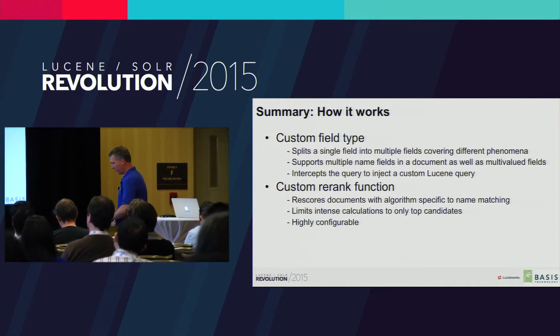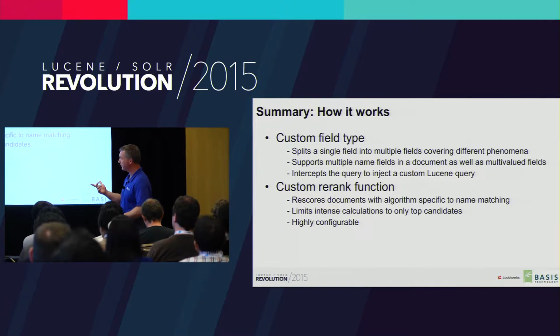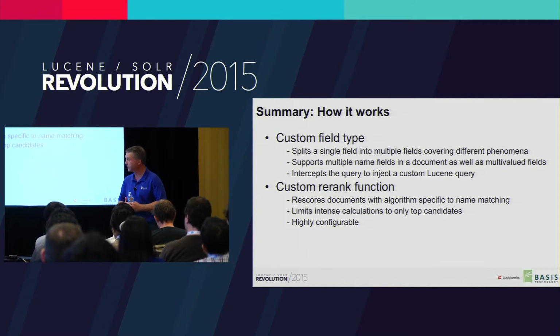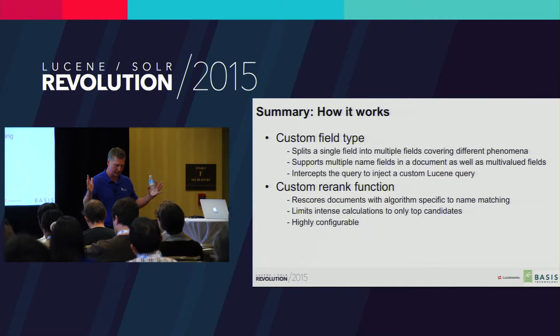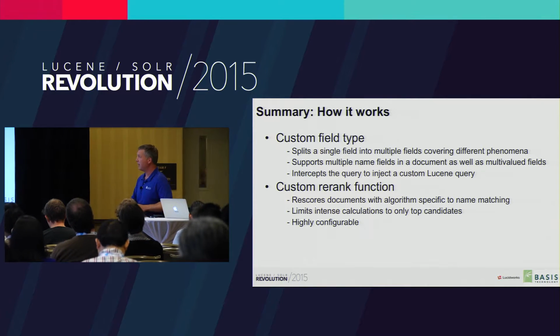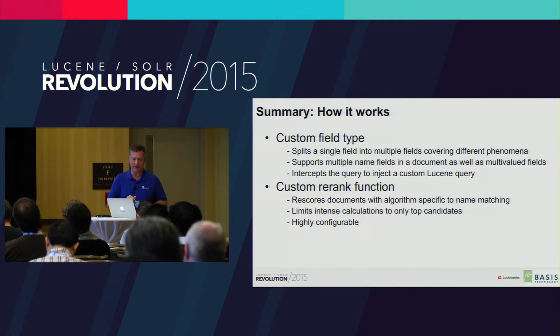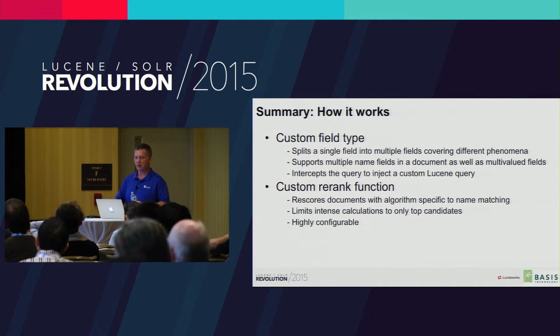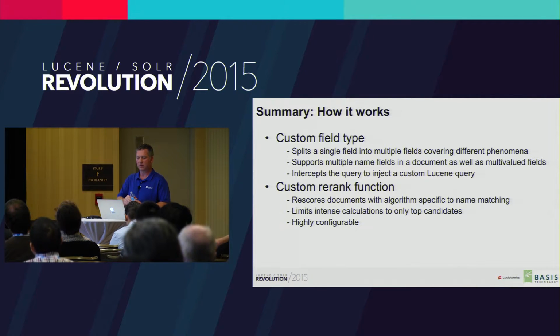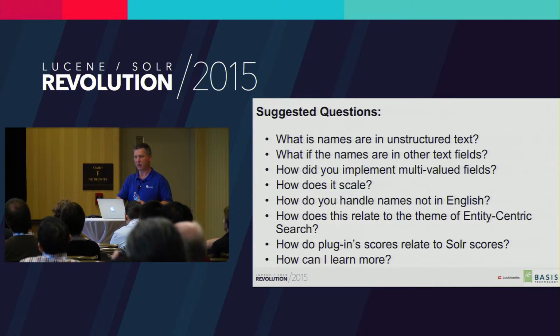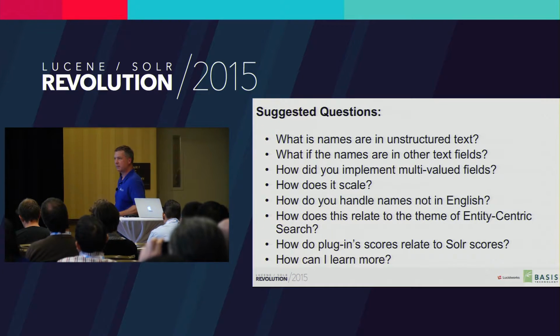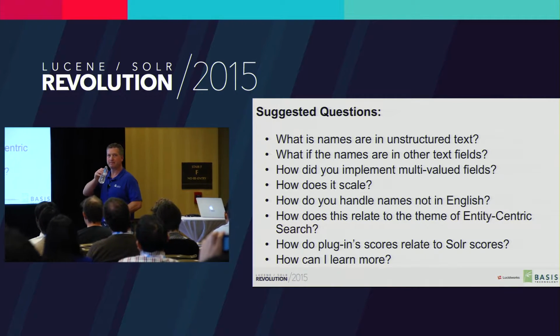So in summary, the way it works is we've got that custom field type, and it does that split, and then we've got the custom re-rank function that rescores the documents, and it gives you that configurability around that trade-off of performance and whatnot. So I'd like to open up to questions.